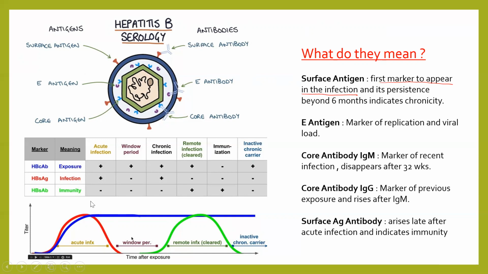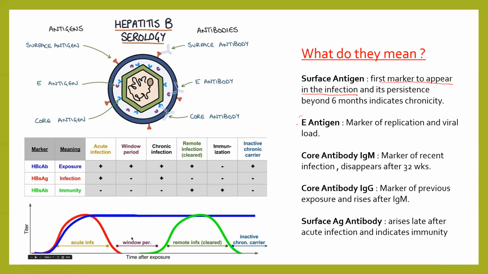As you can see over here, the surface antigen is in the color red, and it's one of the first markers that's rising. Usually it comes down if it's an acute infection. If it's chronic, it would have continued. And then we have antigen E.